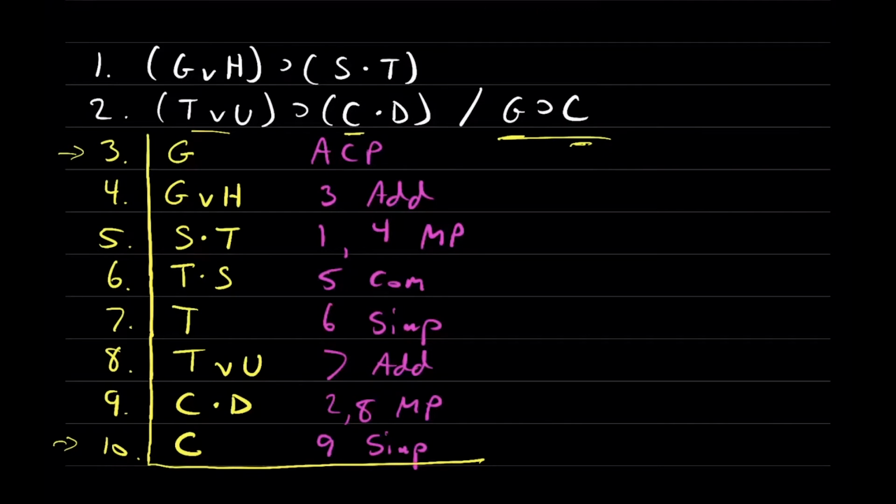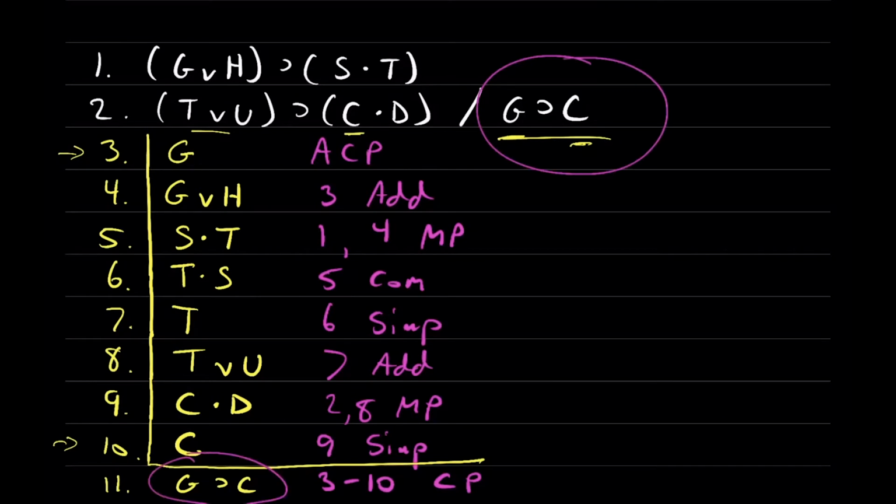Okay, now we're back outside the scope of that vertical line on a non-indented line. And we're going to write G implies C. We've shown that the conditional G implies C has to be true. And that's going to follow now from everything inside this vertical line, from line 3 all the way down to line 10. 3 through 10, not 3 and 10, but 3 through 10, from conditional proof, CP. And we are done. We've shown that that conclusion follows.